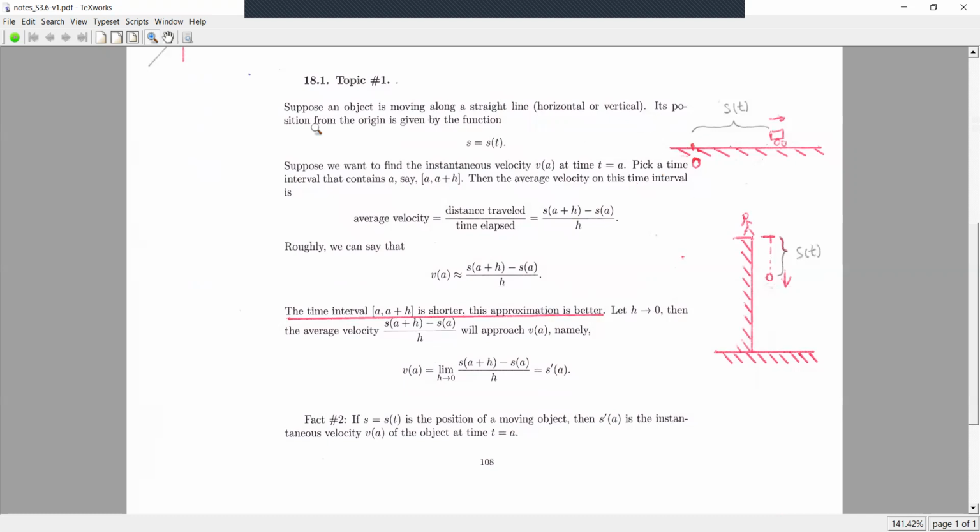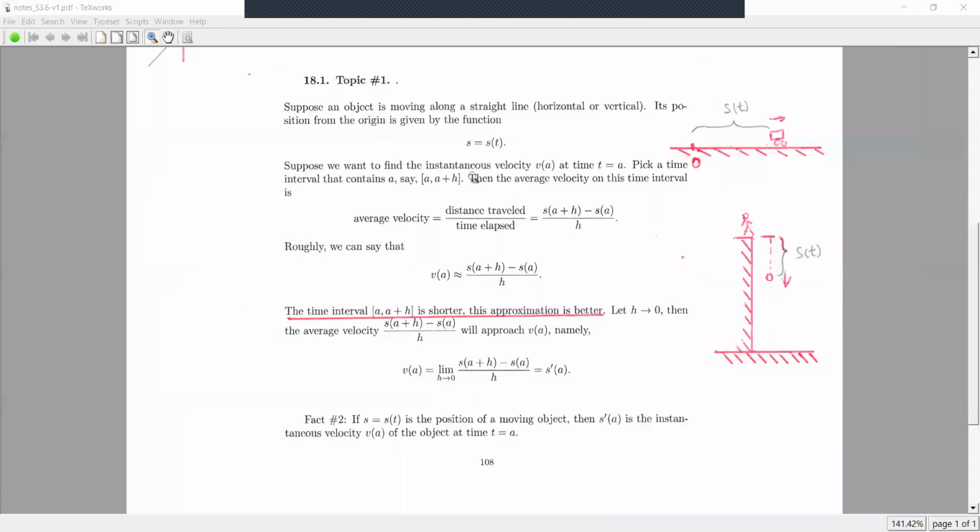Suppose the position of the object from the origin is given by this function. Between the origin and the car, the distance is s of t. Between the top of the building and the ball, the distance is s of t. S of t is the position of the object at the time t. Now, suppose we want to find the instantaneous velocity v of a at the time a.